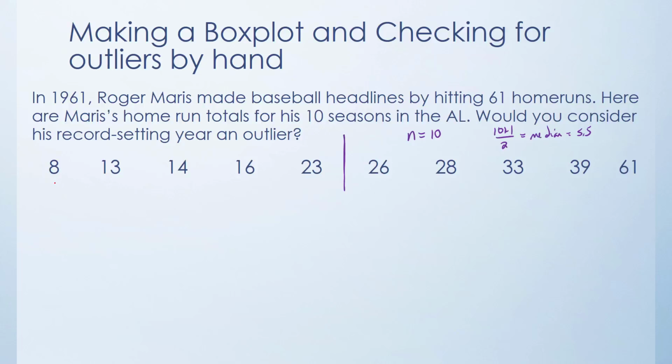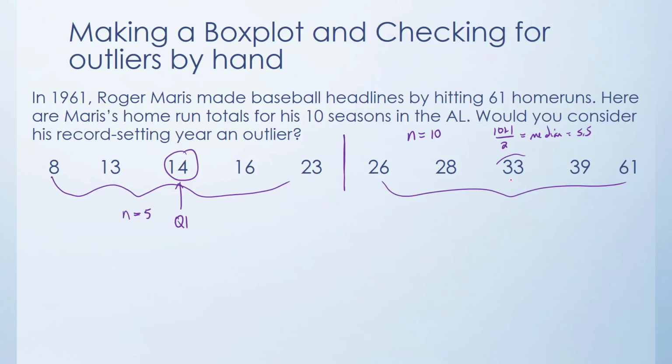So we have 5 data values here, and of course we don't need to do a calculation there. Hopefully you can see that 14 is the number in the middle here. So this is our Q1. And same story over here, 33 is our Q3. So we have an interquartile range, Q3 minus Q1, 33 minus 14, which is 19.